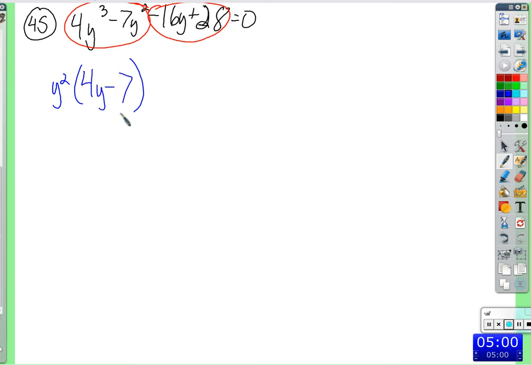Y minus 7. Double check it. Always double check it. I've caught some mistakes out there with all of you just by multiplying it back out, and you say, oh, yeah. I'm still kind of confused how they have y to a second in common. Well, maybe you're confused because you can't see this y squared, because I kind of crossed over it.